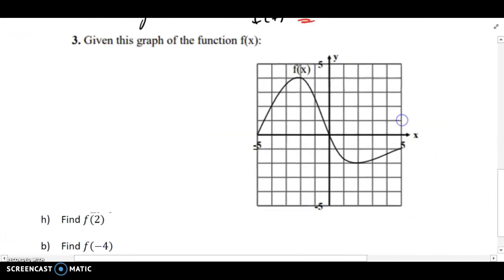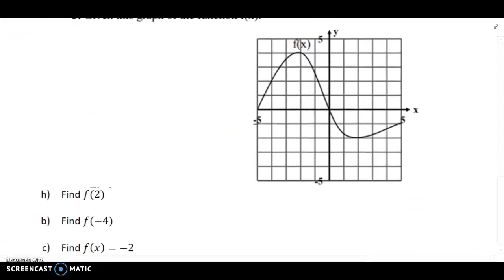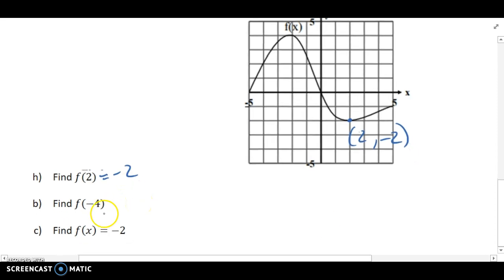Okay, so this one's a little interesting. Remember that these are just points. So x equals 2. We have a graph here. So this point right here is -2. So it's just -2. They want you to finish the point. Right here, -4. So let's see here, 1, 2, 3, 4. That is +2. So -4, comma 2.